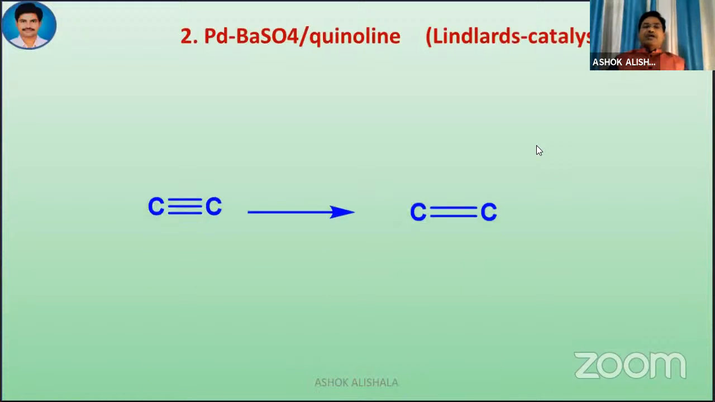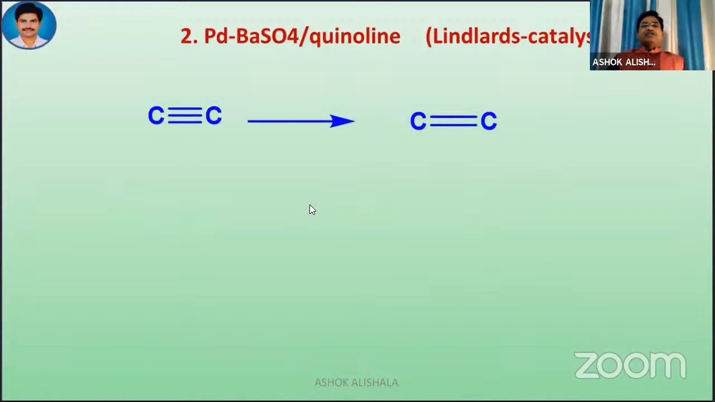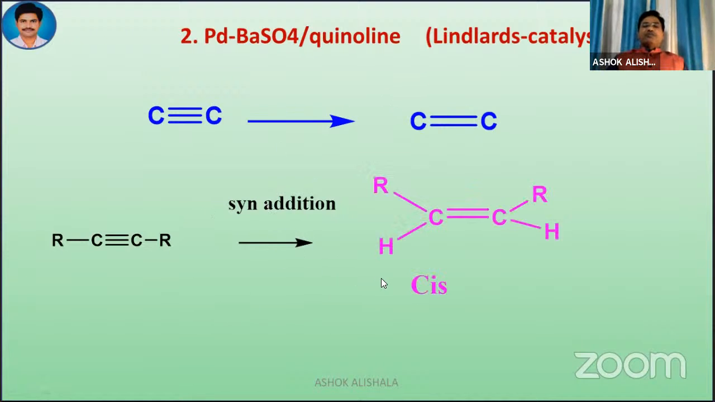Now see the other one, palladium barium sulfate. This is also a partial reduction. Then what is the difference between these two? One is sodium in liquid ammonia, which we call Birch reduction, whereas this reagent is called Lindlar's catalyst. In the presence of Lindlar's catalyst also, the triple bonded carbon is converted into the double bonded carbon. Then what is the difference between these two? The difference is the syn addition, whereas in the Birch reduction there is an anti-addition, therefore a trans product. Whereas here, it is going to be the cis product.